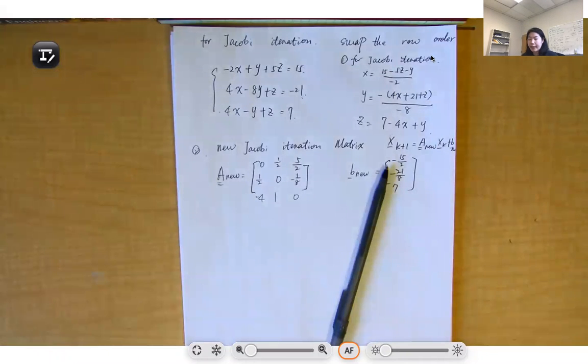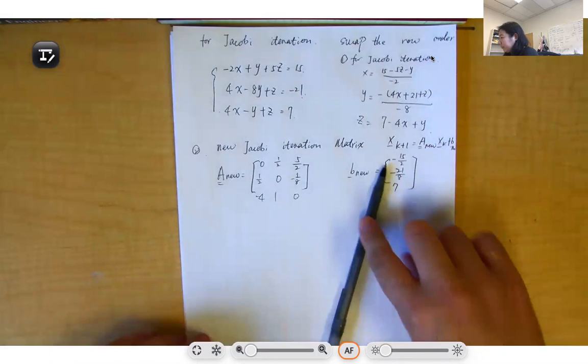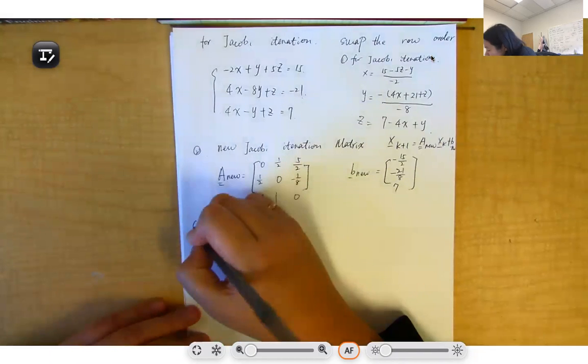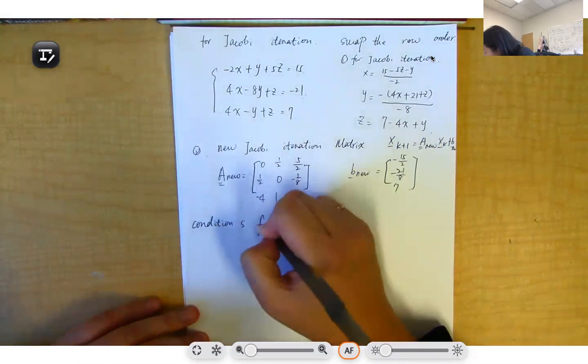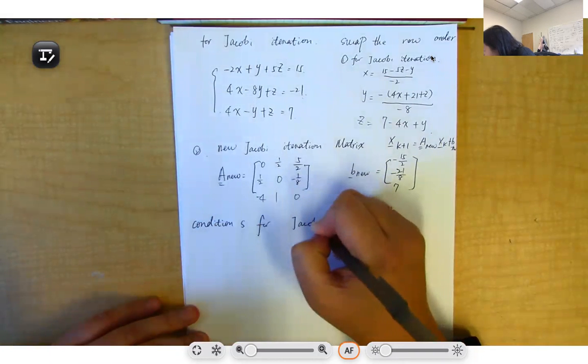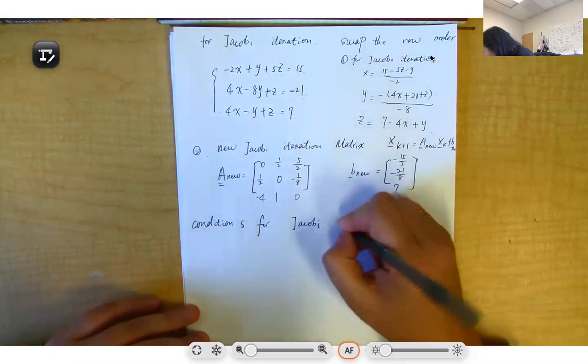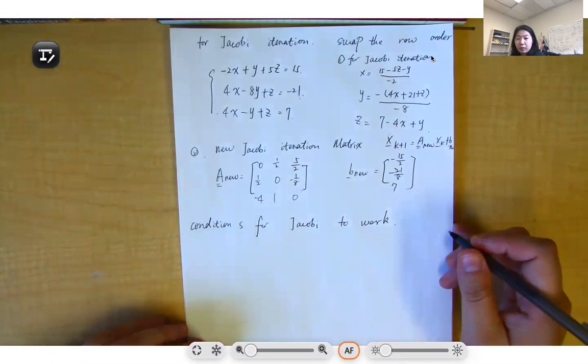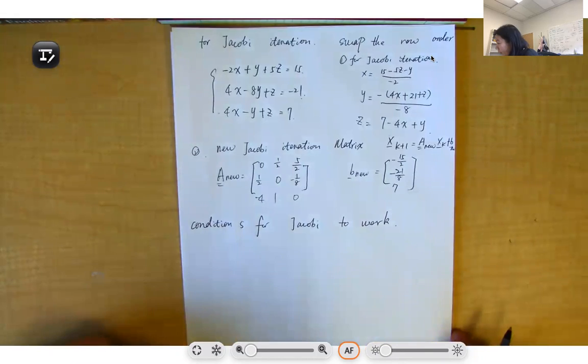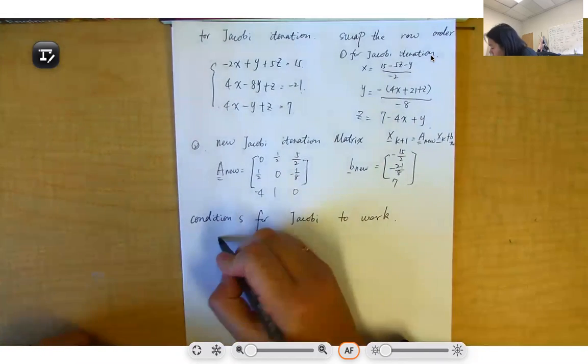Okay, so for checking the stability or the utility of Jacobi iteration, we can check two things: the conditions for Jacobi to work. Okay, the conditions for Jacobi to work. We can have two conditions.